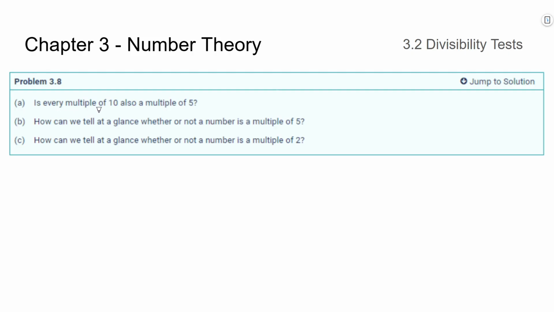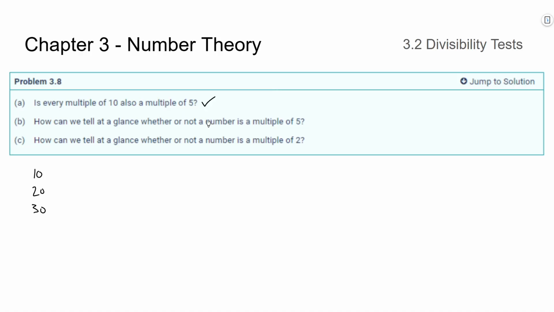All right, is every multiple of 10 also a multiple of 5? Well, again, the multiples of 10 are 10, 20, 30. So is 10 a multiple of 5? Sure. 5 times 2 is 10. Is 20 a multiple of 5? Yeah, 5 times 4 is 20. Is 30 a multiple of 5? Yep, 5 times 6 is 30. So yes, every multiple of 10 is also a multiple of 5. We also discussed that in the last section.